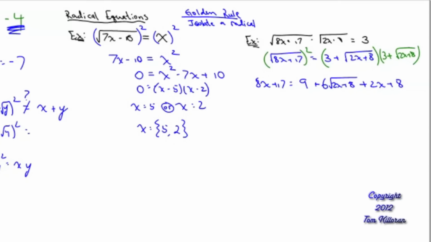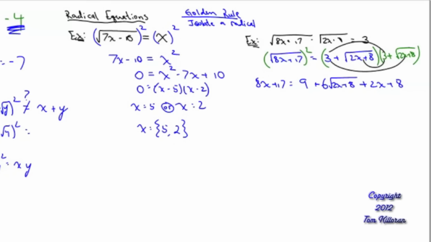Let's break things down. 3 times 3 is 9. 3 times the square root of 2x plus 8 plus 3 times the square root of 2x plus 8 is 6 times the square root. Why make it hard? They have the same pieces, so you just have to add the coefficients.